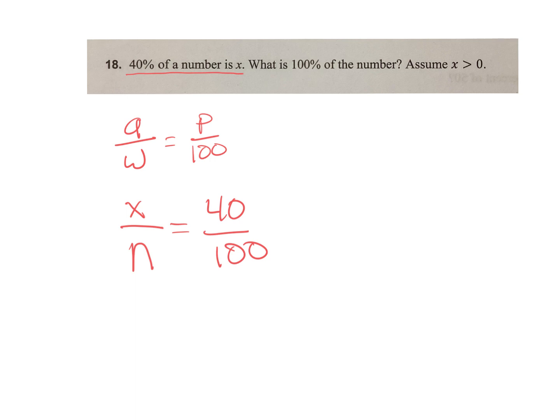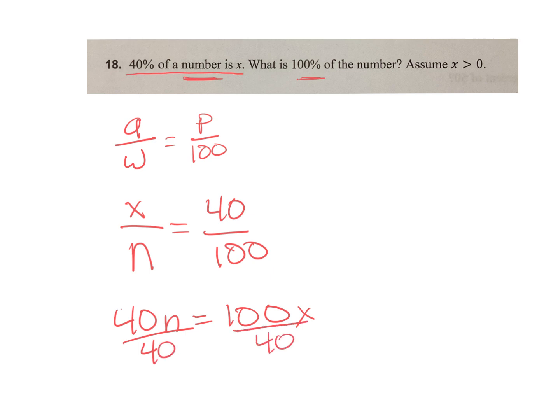Now we're going to cross multiply. So that would be N times 40 is 40N equals 100 times X, which is 100X. And then we're going to solve for N because we want to know the number. That's what it's asking. What is the number? What is 100% of the number? So we're going to divide 40N by 40 and divide this by 40. And that's going to get me N equals 2.5X.